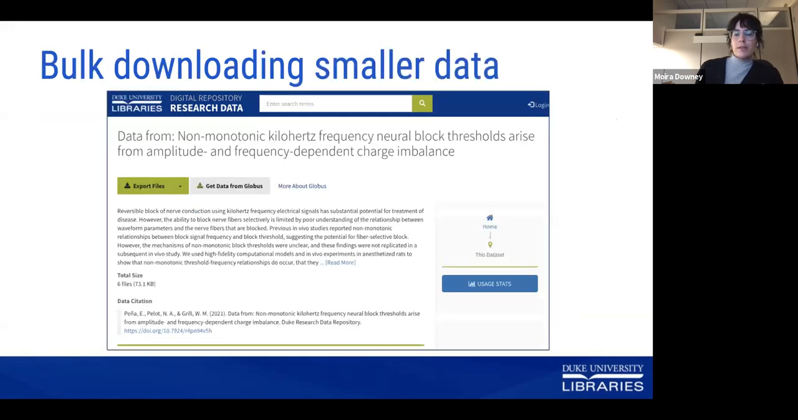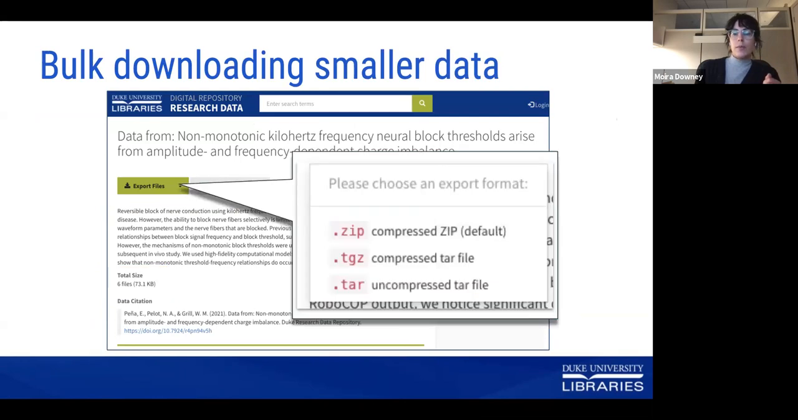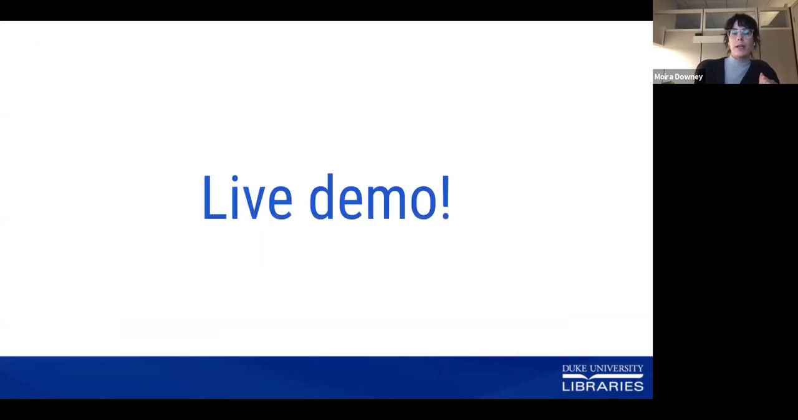We do have this bulk downloading of smaller data. So anything smaller than 3 gigs, you'll see both of these buttons. You can choose your export format and click on that link, click on the export files button, and it'll either prompt you to authenticate via Shibboleth or complete a really quick CAPTCHA and then directly download.